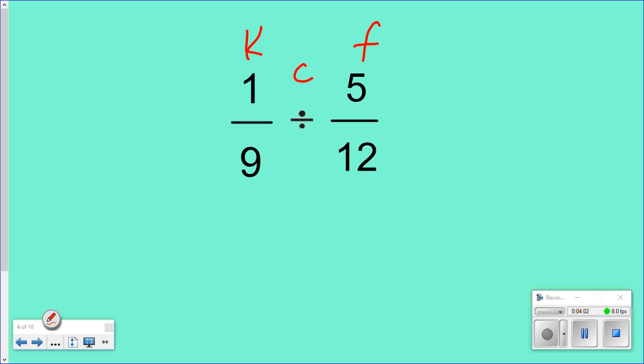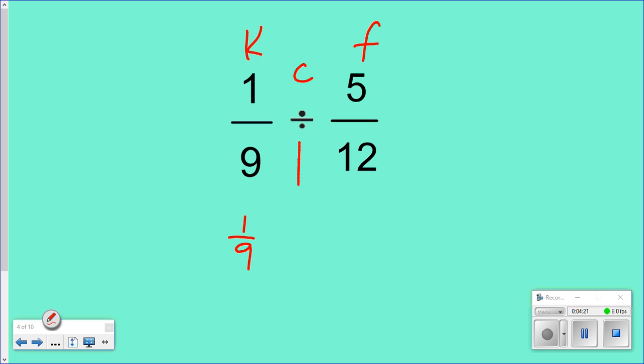Do you ever flip the first fraction? Never. This will happen today. Mark my words. It already happened in my other class. I even warned them about it. Somebody will flip both. Somebody will flip the first and not the second. It happens all the time. All the time. So K, keep.